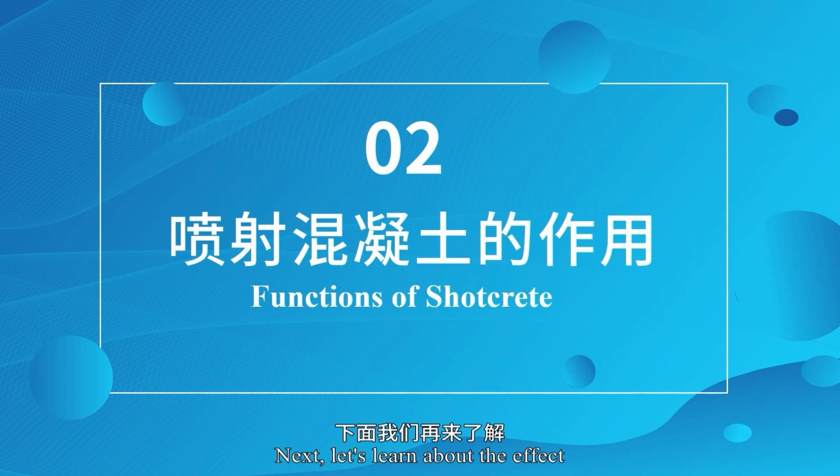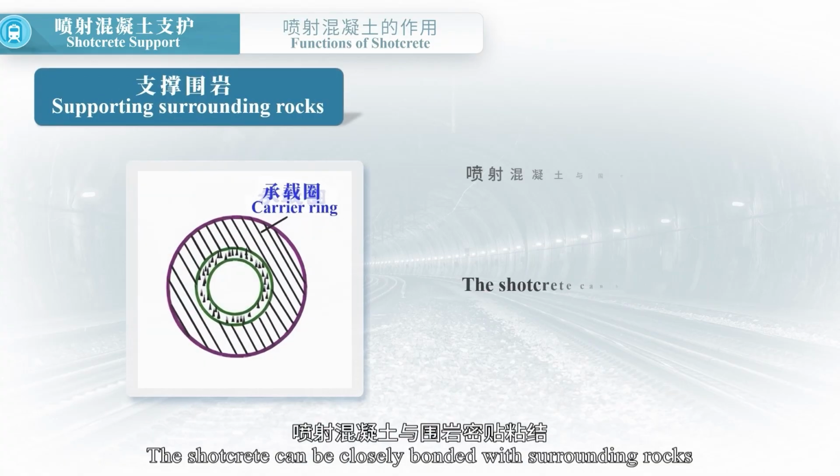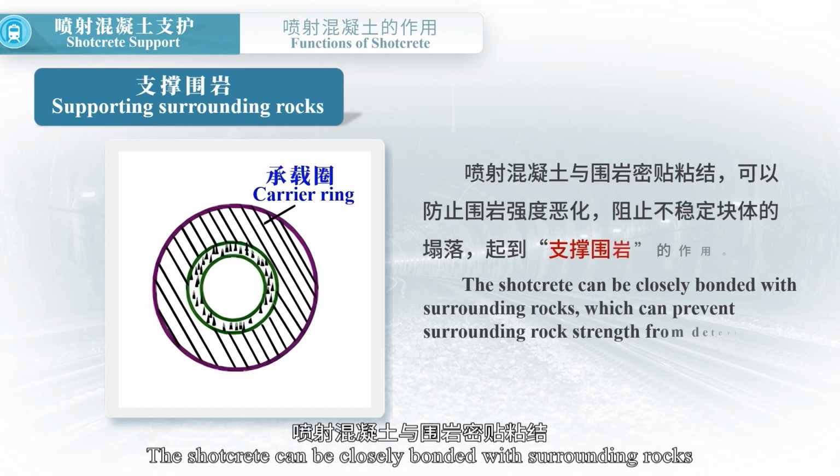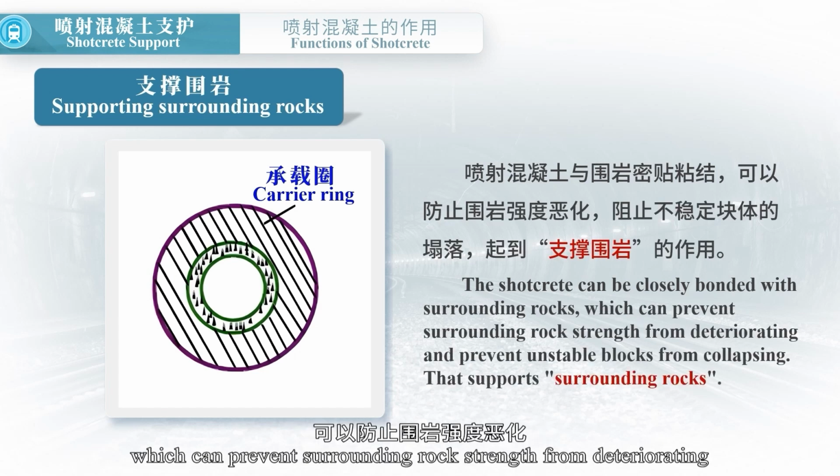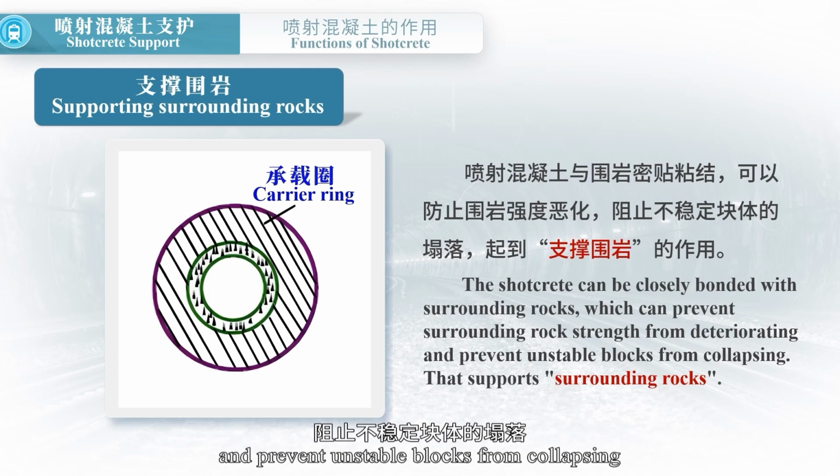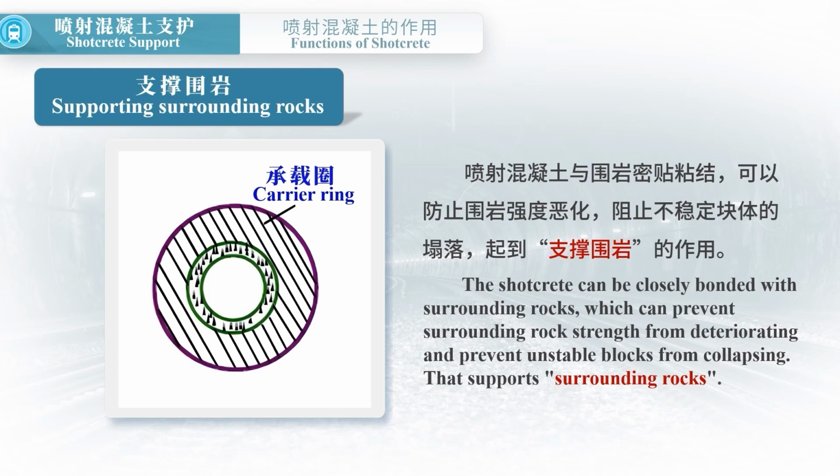Next, let's learn about the effect of Shotcrete on surrounding rocks. The Shotcrete can be closely bonded with surrounding rocks, which can prevent surrounding rock strength from deteriorating and prevent unstable blocks from collapsing. That supports surrounding rocks.